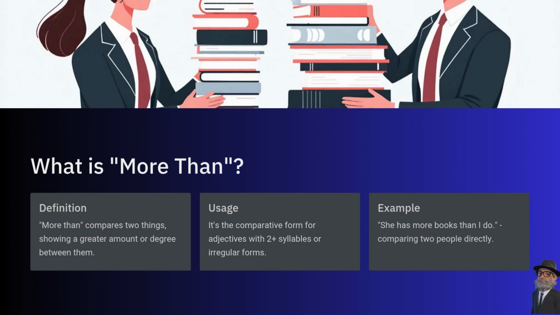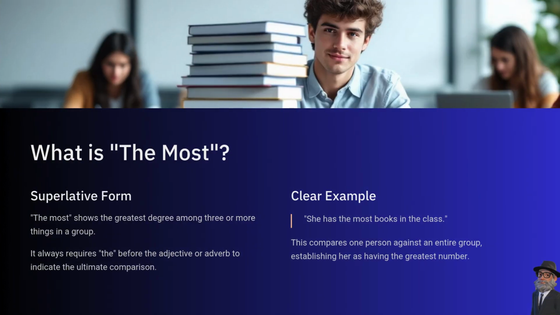Usage: it's the comparative form for adjectives with two or more syllables, or irregular forms. Example: "She has more books than I do," comparing two people directly. What is "the most"? Superlative form. "The most" shows the greatest degree among three or more things in a group.